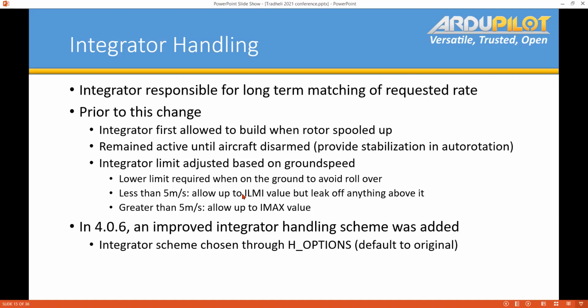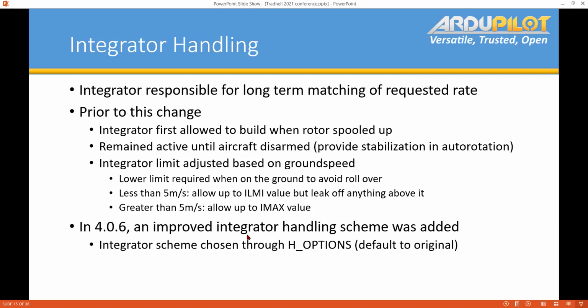So if you were sitting on the ground on an angle, it would just limit it and you wouldn't cause the rotor to be driven into the ground by the flight controller. But then greater than 5 meters per second, it basically allows it to go to the IMAX value.